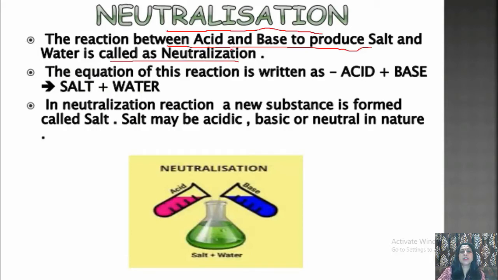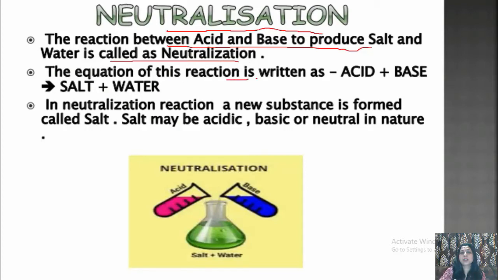As we know, acids and bases are two opposite substances. If acids produce H plus ions, bases produce OH minus ions. Acids are sour, bases are bitter. Acid turns blue litmus red, bases turn red litmus blue. So when these two substances, acids and bases, are mixed together, they form salt and water. And this reaction is known as neutralization reaction.